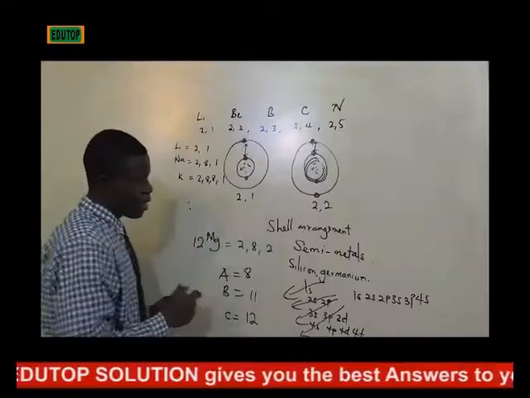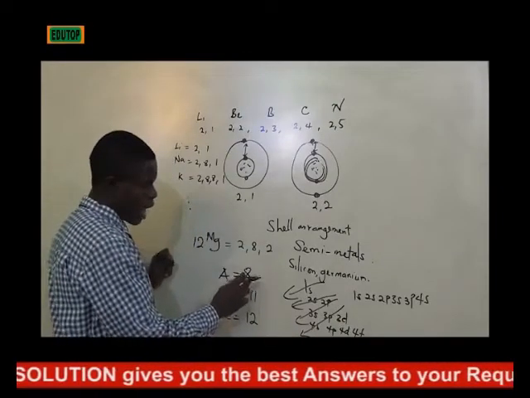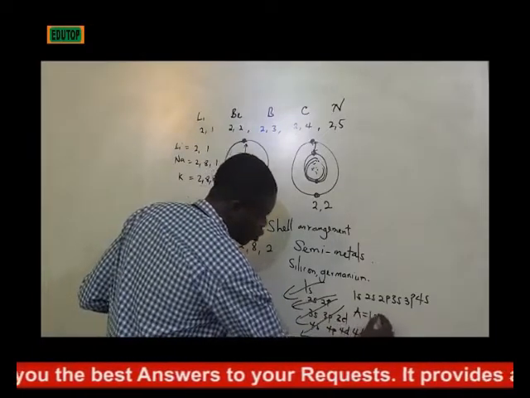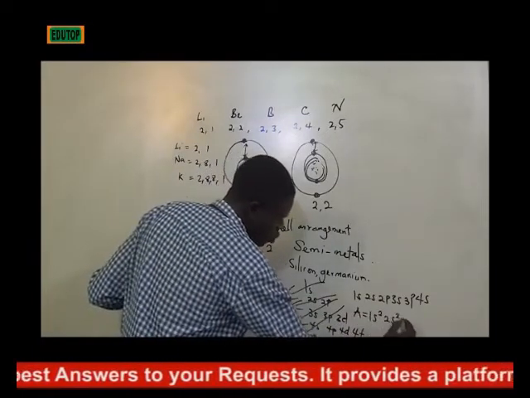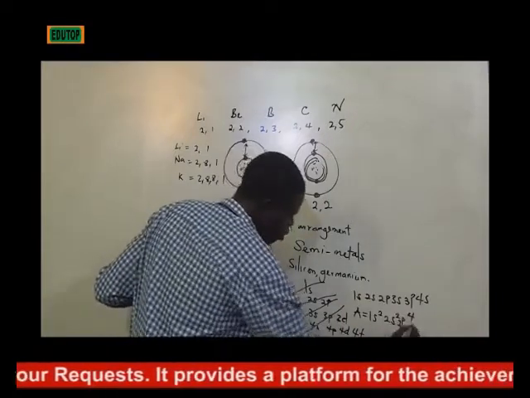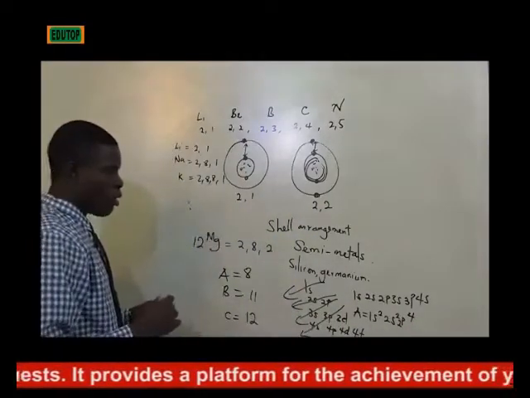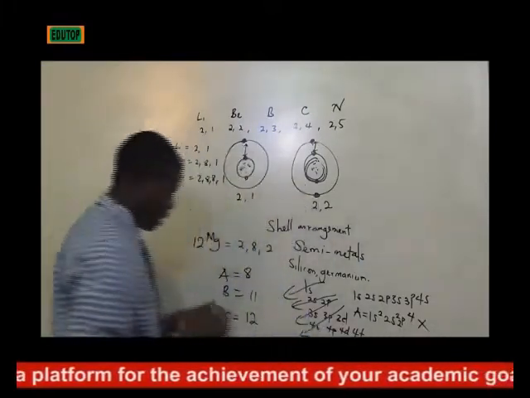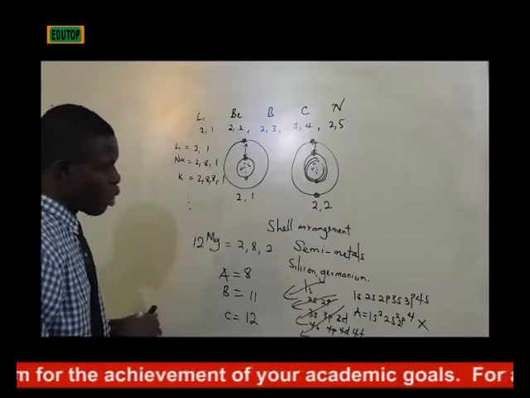Let's talk about A. A has atomic number 8, so its configuration will be 1s2, 2s2, 2p4, to make up for 8. Now, the last electron is on the p orbital, so A can never be an s block element.